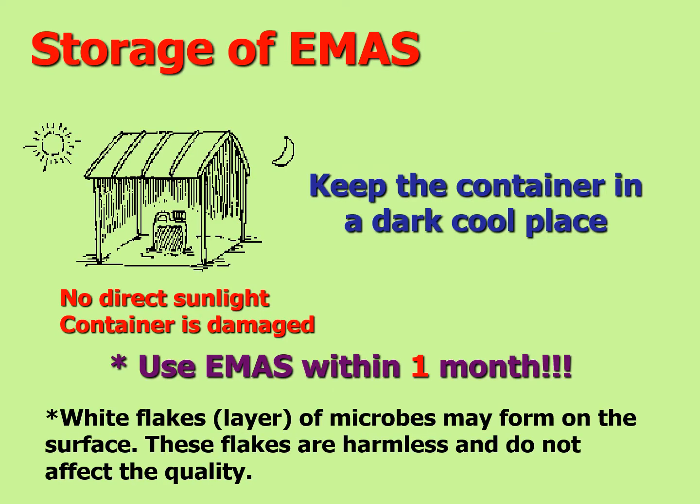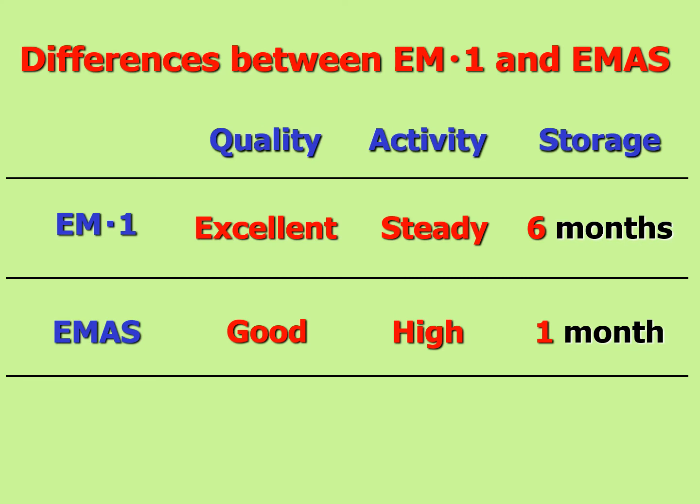Storage of EMAS. Keep the container in a dark, cool place, with no direct sunlight, as the container may be damaged. Use EMAS within 1 month. A white flaky layer of microbes may form on the surface. These flakes are harmless and do not affect the quality. Differences between EM and EMAS: EM quality excellent, activity steady, storage 6 months. EMAS quality good, activity high, storage 1 month.